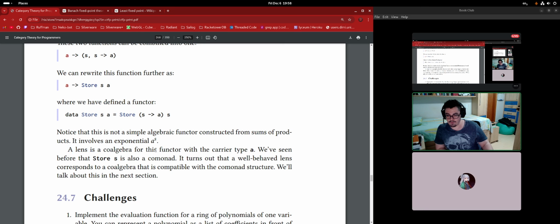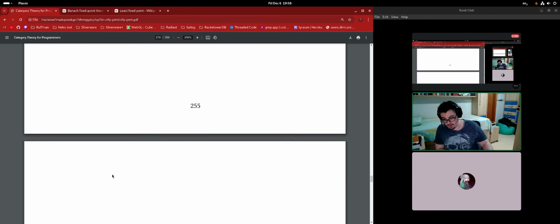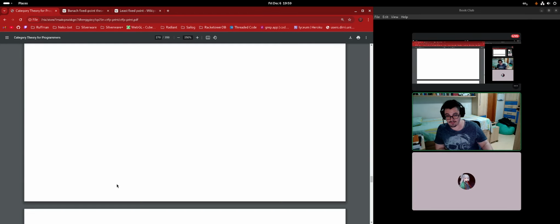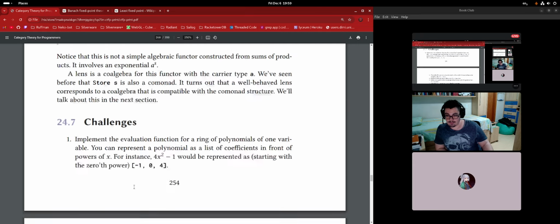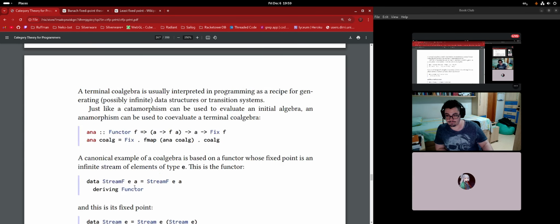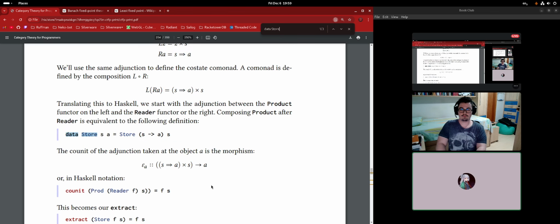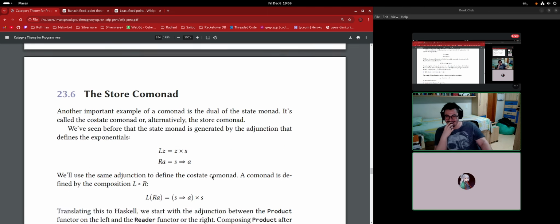A lens is a coalgebra for this functor with the carrier type A. We've seen before that the functor with S is also a comonad. It turns out that a well-behaved lens corresponds to a coalgebra that is compatible with the comonad structure. And we're going to talk more about this in the next chapter, which we're not going to be doing today, is algebras for monads, which is a cool title to say the least. And yeah, the folds and the thing that unfolds. It always seems to come back to folds and unfolds. And now we know why, right?